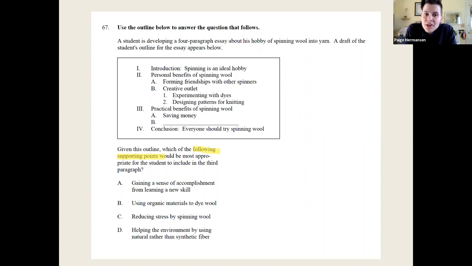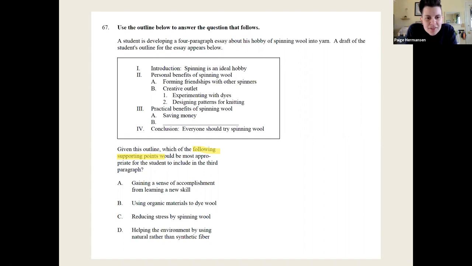Section 2, personal benefits of spinning wool. A, forming friendships with other spinners. B, gives you a creative outlet, such as experimenting with dyes and designing patterns for knitting. 3, practical benefits of spinning wool, saving money and blank. Conclusion, everyone should try it. Okay, so we know that the supporting point we want to include there in B supports the idea of practical benefits, right? A practical benefit of spinning wool, one is that you save money.